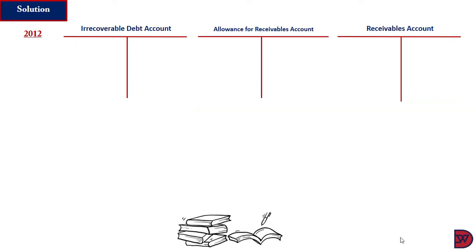Let's look at the final year, 2012. Again, there was a balance of $35,000 on the receivables account. It is carried over here. There was also a balance of $700 on the allowance for receivables account. So it is brought forward here.